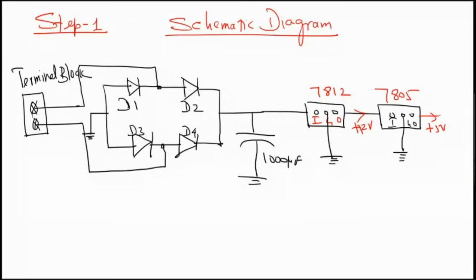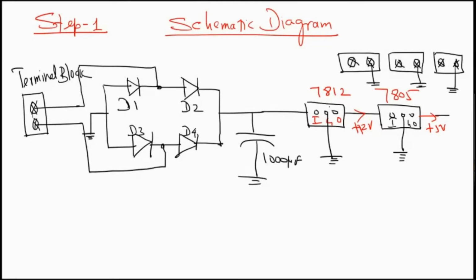Okay, so this is where I get 5 volt. So I should have 3 terminal blocks here. 1, again another terminal block here. 2, again another terminal block. 3. So this is connected to ground, and I want the 12 volt line to be connected in all these 3 points so that I get 12 volt.